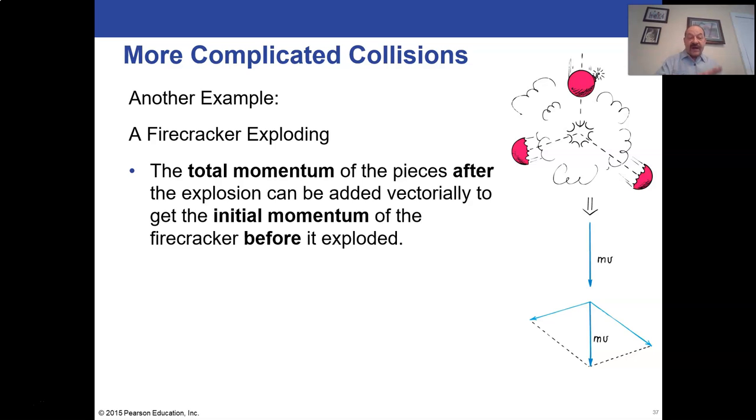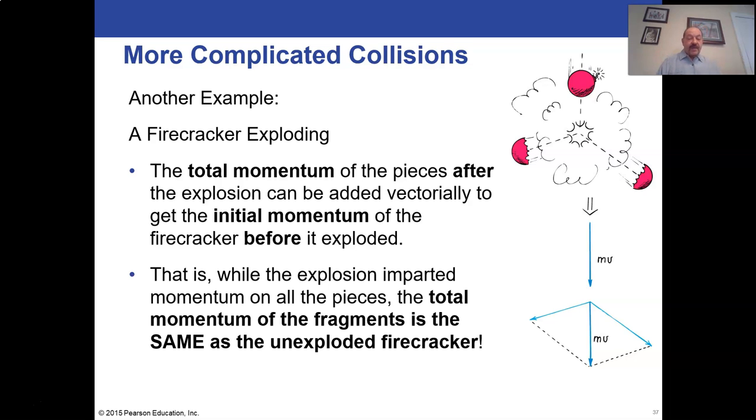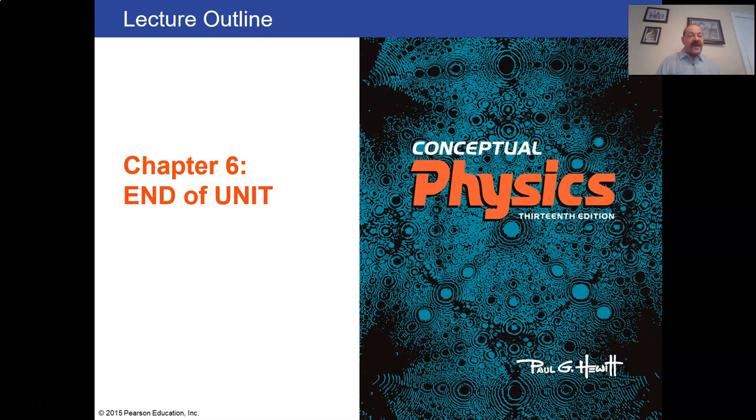Energy won't be conserved. A lot of energy went into heat and probably light in this particular case. But it imparts the momentum to all the pieces, and the total momentum of all the fragments is the same as the unexploded firecracker. No net impulse happens in an explosion. In any collision of any type, as long as there are no external things happening to the collision, impulse is always zero because the momentum is the same before and after. Therefore, the change of momentum is always zero. Zero change of momentum, zero impulse. And with that, we'll stop here.